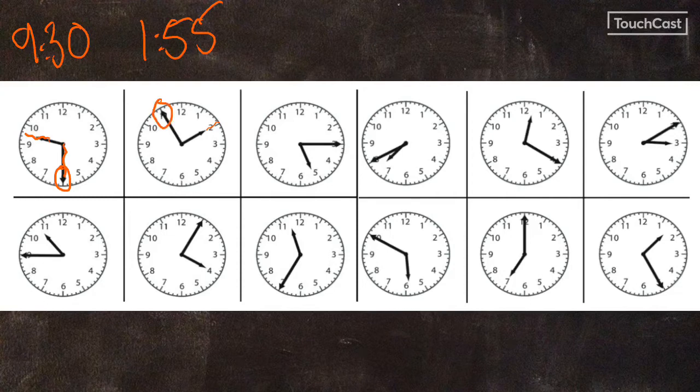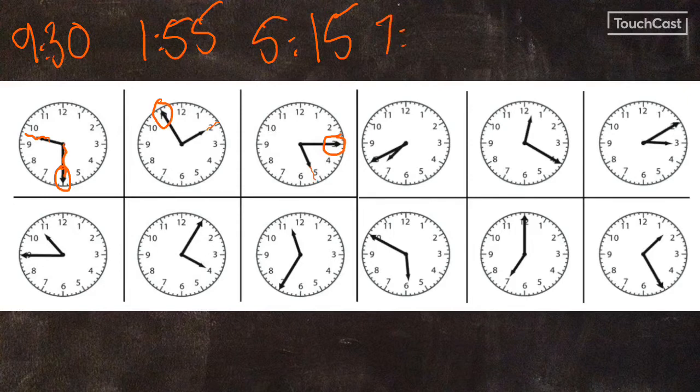If you count all the way around by 5s to the 11, you get 55 minutes. Or if you know your 5 times tables, you would know that 11 times 5 is 55. Over here, 5:15. This is our classic quarter past, pointing right at the 3 for the minute hand, and the hour hand just after 5.